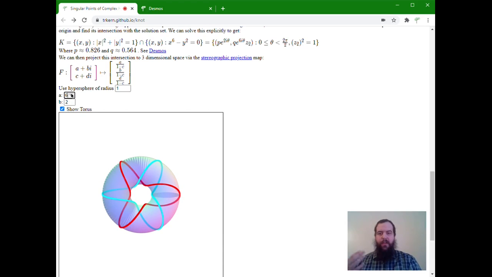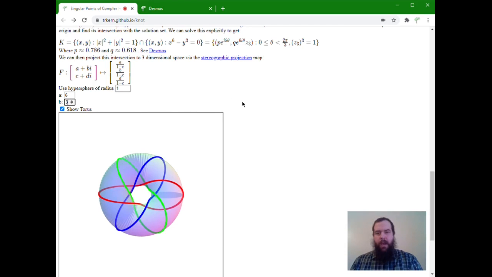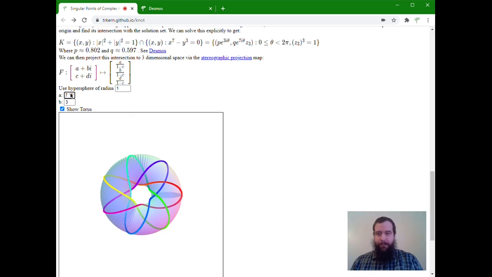With 6, there's a common divisor of 2, so there are 2 separate links. With 6 and 3, there's going to be 3 different links because, again, there's a common divisor here. With 7 and 3, there's no common divisor, and so, again, it's just going to be one single really complicated knot.